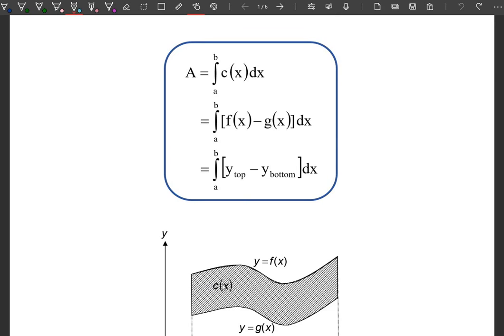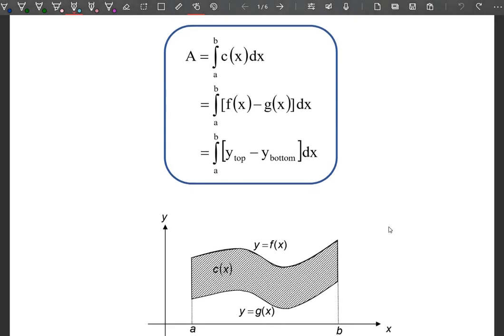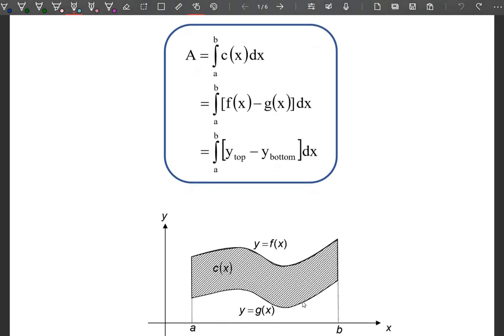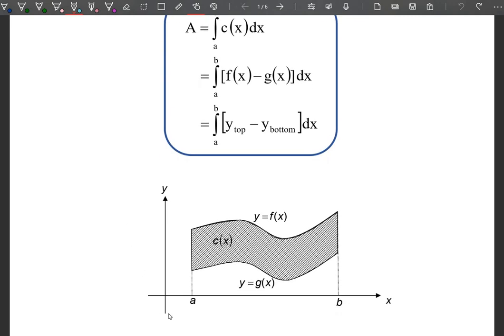And how do we find the area c(x)? It is f(x) minus g(x), which is y top minus the bottom y. Okay, if you have this kind of figure, that means we will integrate with respect to x. Whenever you apply top minus bottom, it will be integrate with respect to x. When integrating with respect to x, that means the values here should also be values of x. That means a is x1 and b is x2.